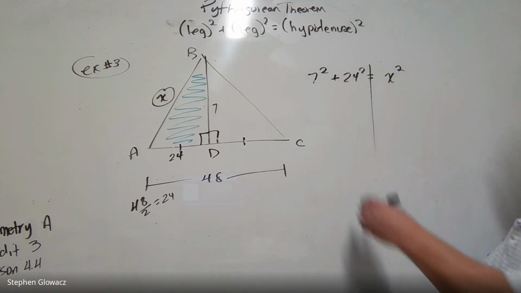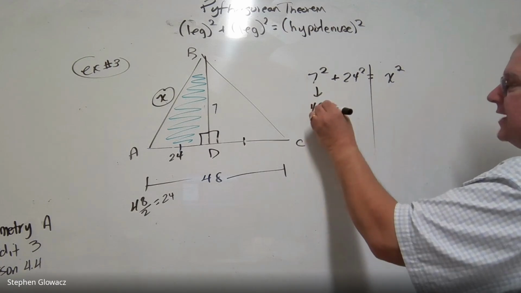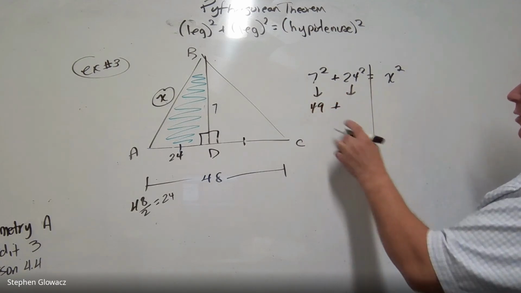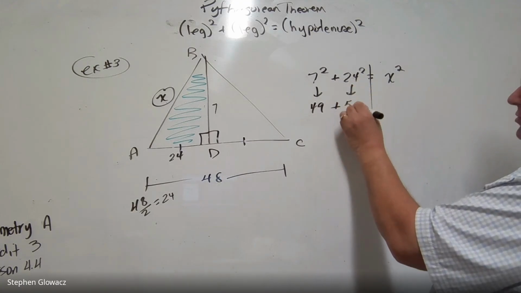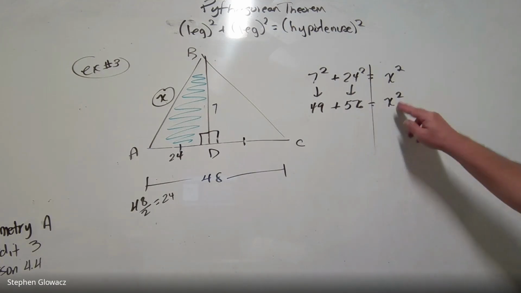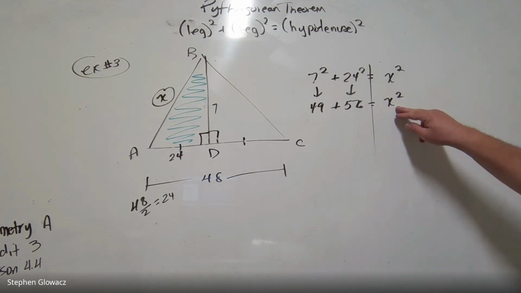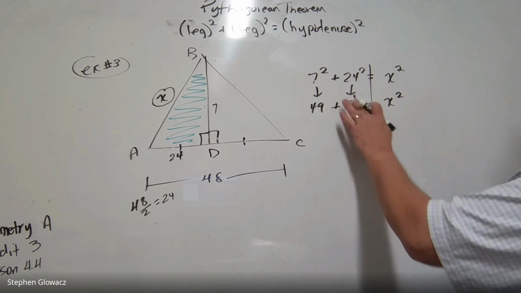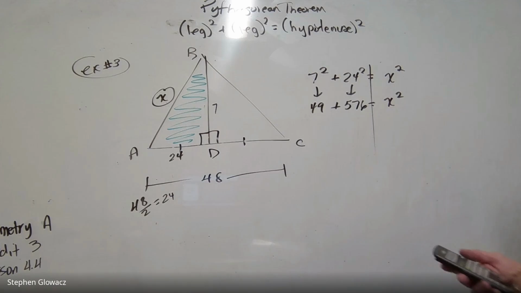All right, so 7 squared, which means 7 times 7, is 49. 24 squared, which is 24 times 24, is 576. And equals, of course, we just bring down our x squared. Let's make this a little bit neater here. All right, so now we're going to add that up.